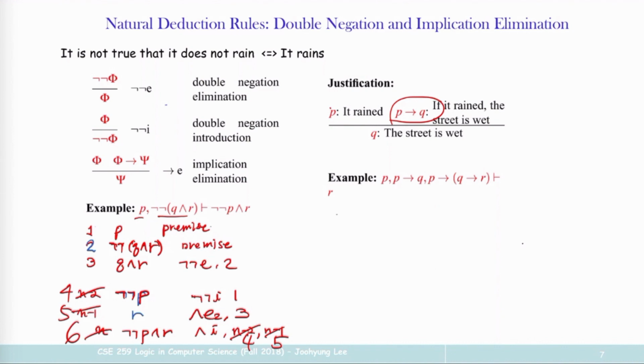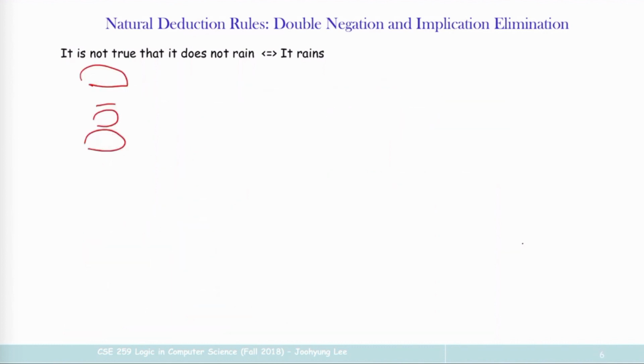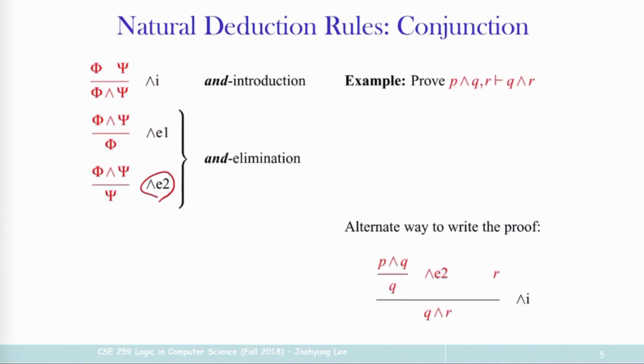I think we have this before. So this is just the name of the rule. Conjunction elimination, the second version of conjunction elimination. That's the name of this. So it will always be, not like, E means elimination.